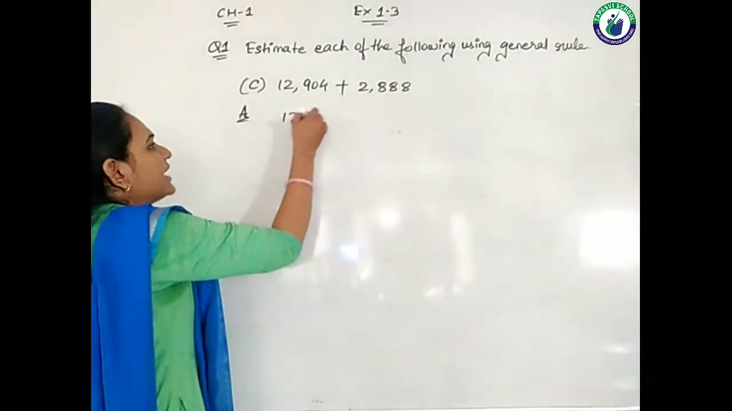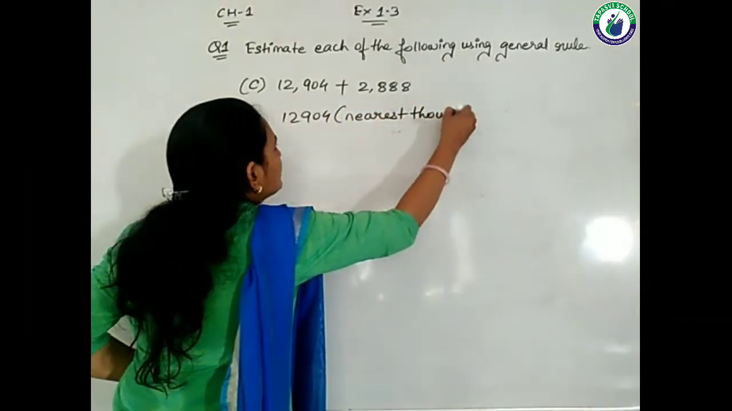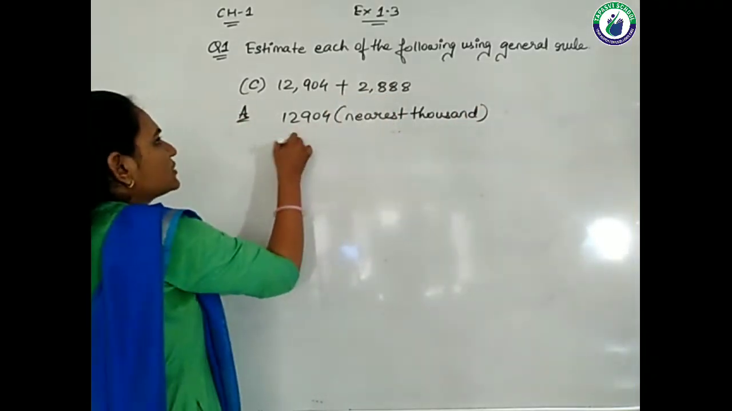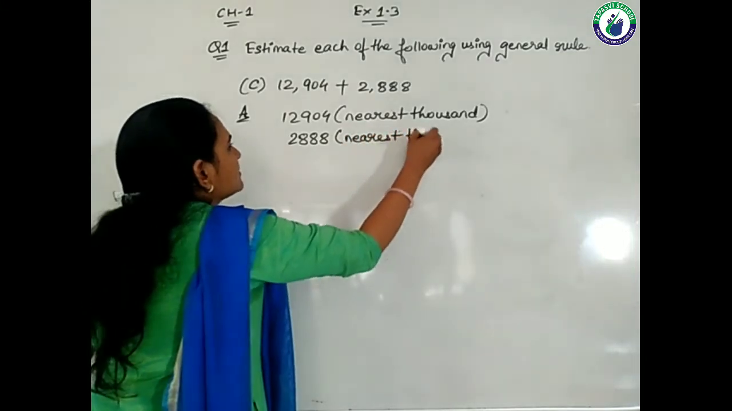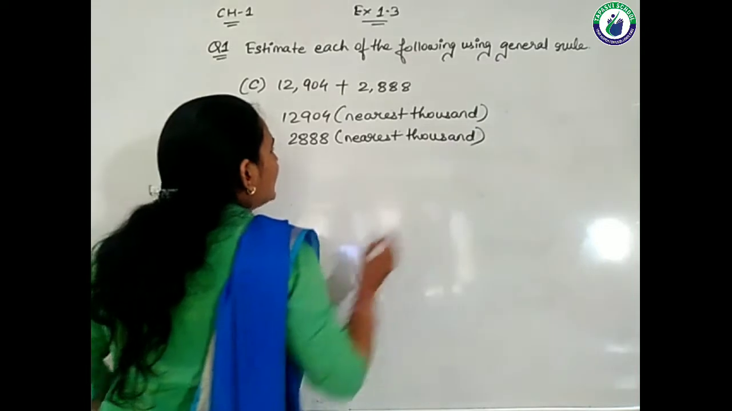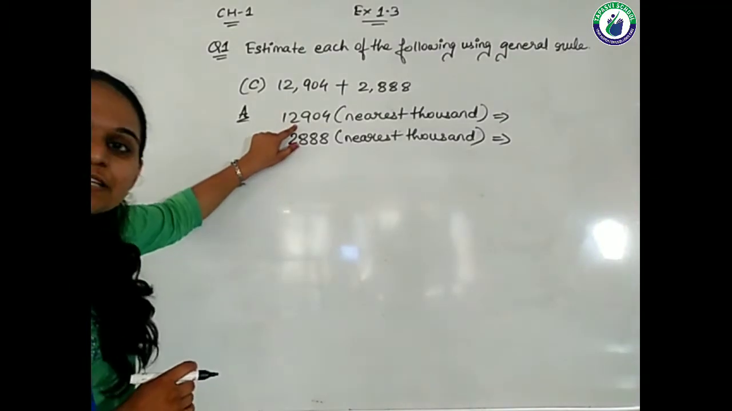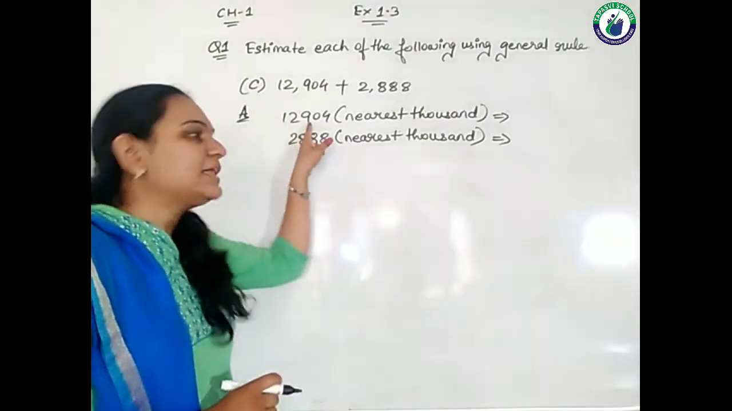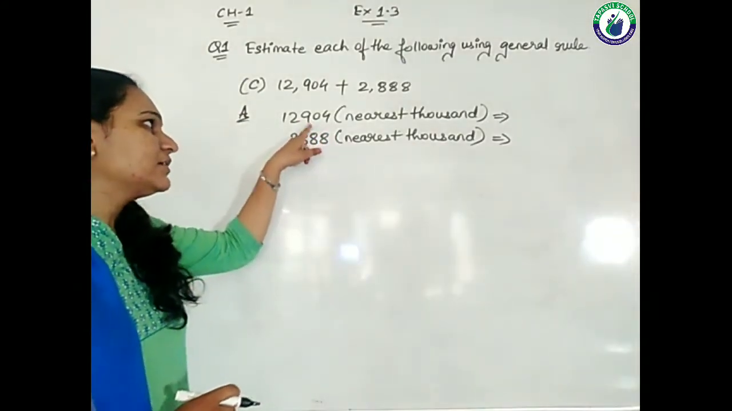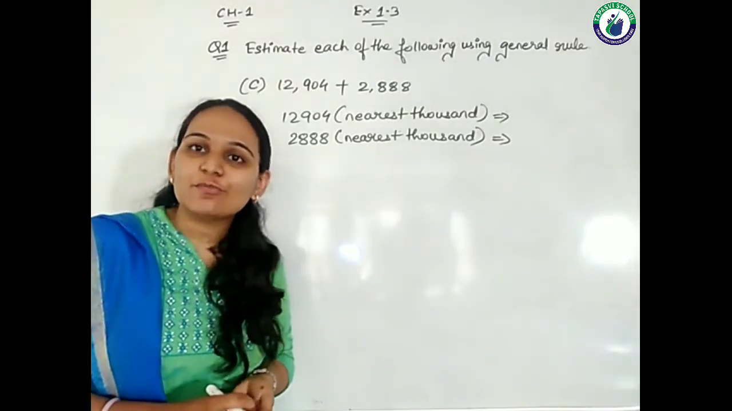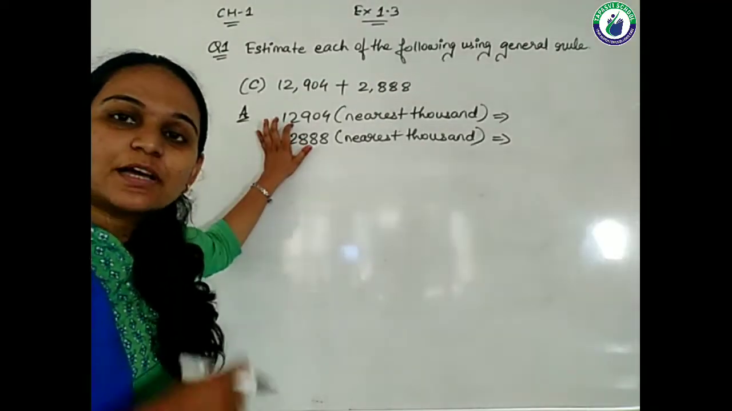So 12,904, round off to the nearest 1000. This is also 2888, rounding off to the nearest 1000. Okay, which digit is at the thousands place? That is 2. And the digit which is going to help, that means the hundreds place digit, which is 9. Is it less than 5, equal to 5 or more than 5? It is more than 5. So what we are going to do? We are going to add 1 to this 2. So it will become 3.